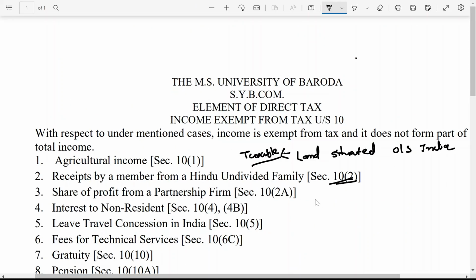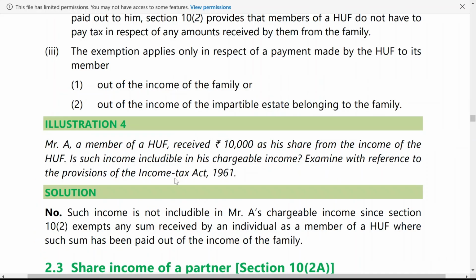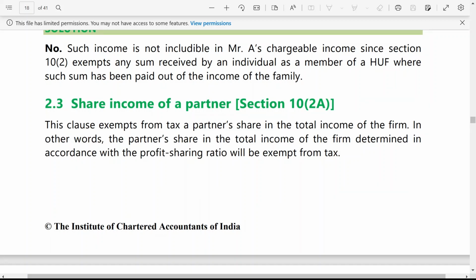Share of profit from a partnership firm, section 10 subsection 2A. If any partner is receiving any share from a partnership firm, the same logic applies. Section 10 subsection 2A will give the exemption, and the reason is very simple, to avoid double taxation. Like share of income of a partner, section 10 subsection 2A, this clause exempts from tax the partner's share in the total income of the firm. In other words, the partner's share in the total income of the firm determined in accordance with the profit sharing ratio will be exempt from tax.